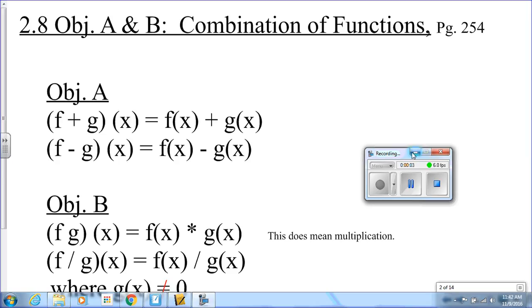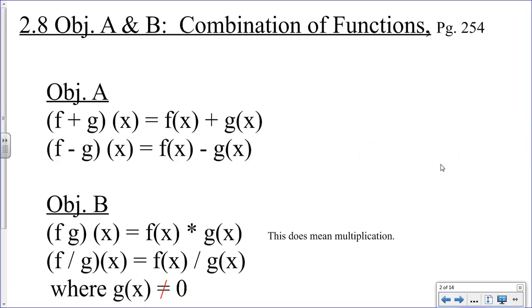Okay, so we're starting 2.8 today, which is function operations. So the first operations we're going to look at are adding and subtracting, and then multiplying and dividing. So I'll let you write these rules down.